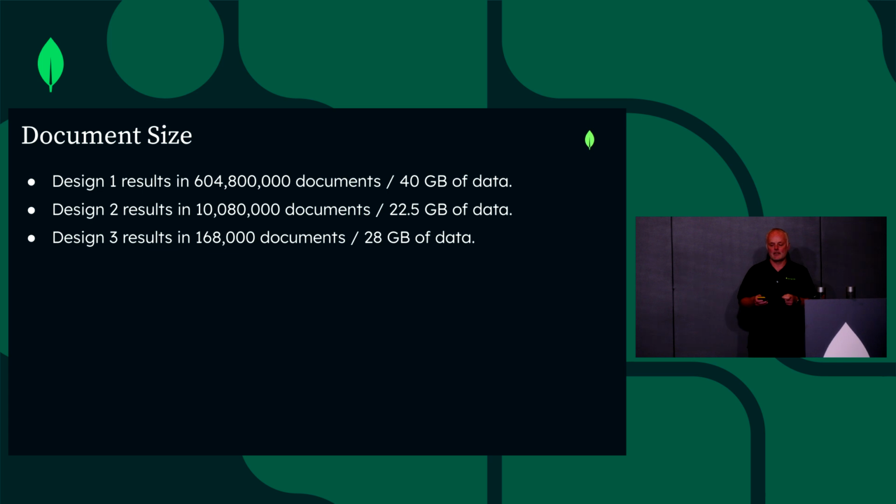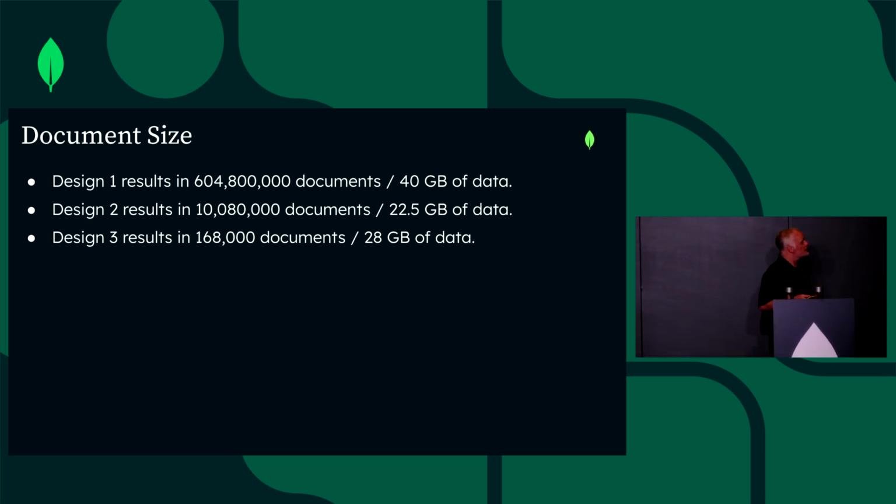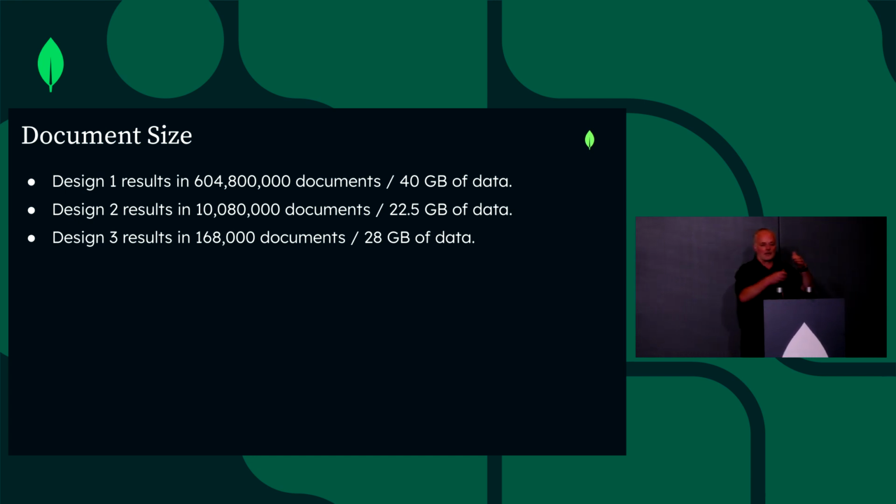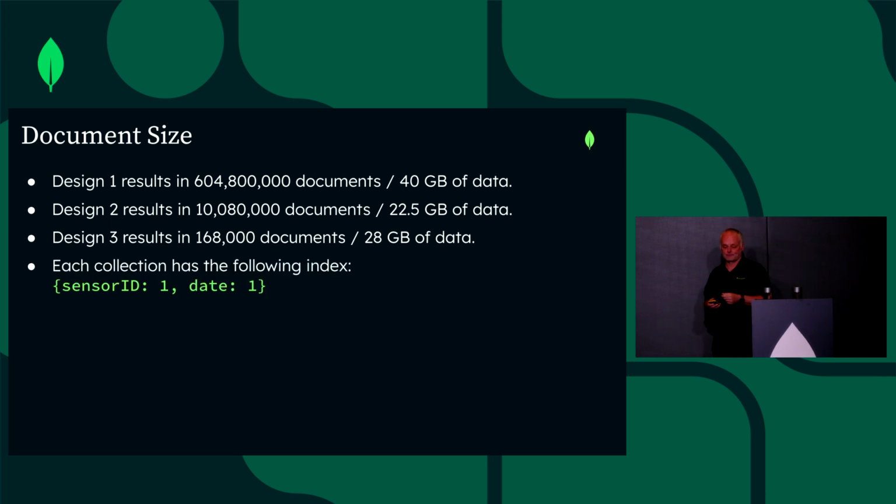And as you can see, the total storage varies a little between them because in design number 1, we have to store the full timestamp with every single reading. Whereas when we've got the buckets, we're not storing the full timestamp for every reading. We're just storing the minute or the second. And we've got a single index on the collection, and it's a compound index on sensor ID and date.